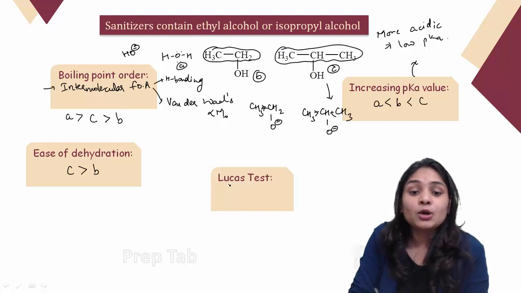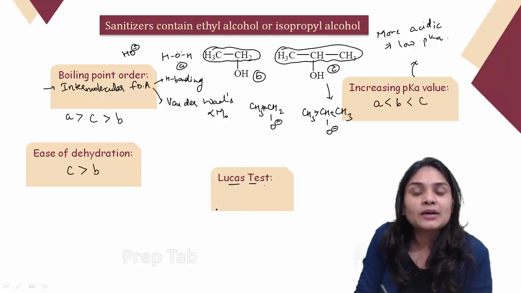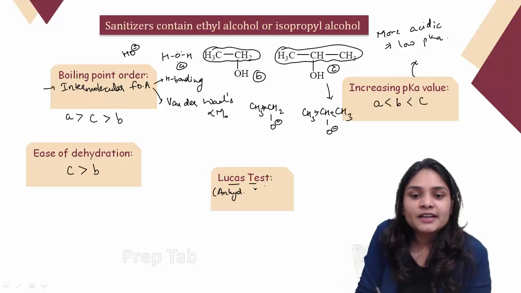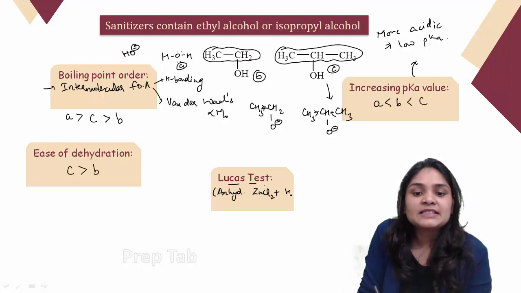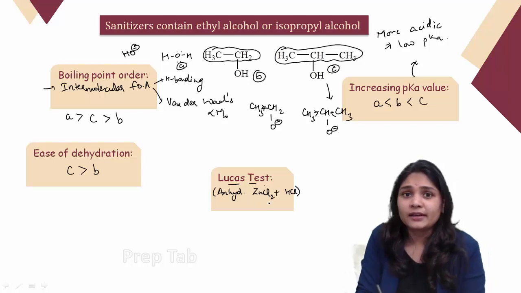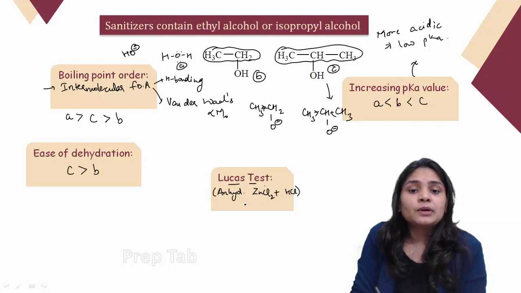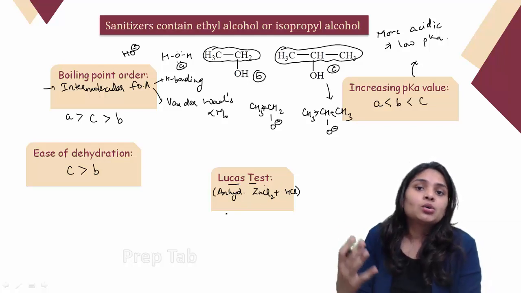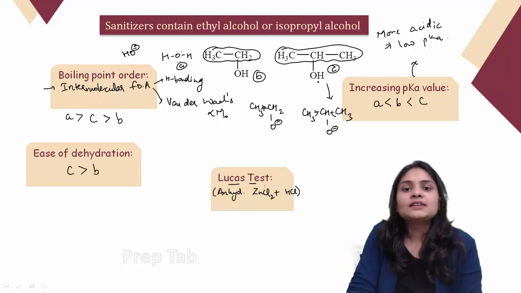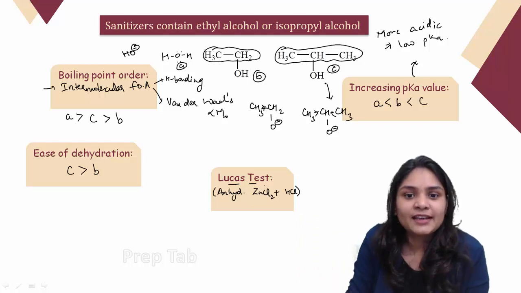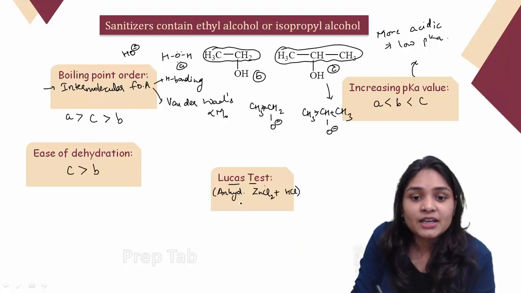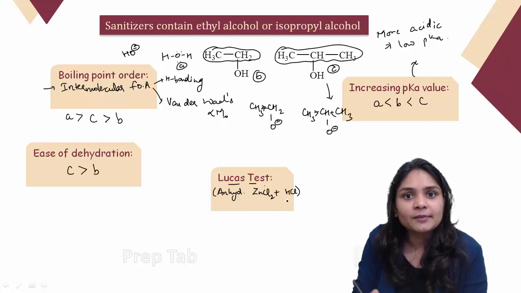Next question can be on Lucas test. What is Lucas test? In Lucas test we use anhydrous ZnCl2 with HCl. This should be dry, no water. So what happens is the molecule undergoes SN1 reaction and chlorine is substituted for OH. Okay? Since this is an SN1 reaction, again there is formation of carbocation.